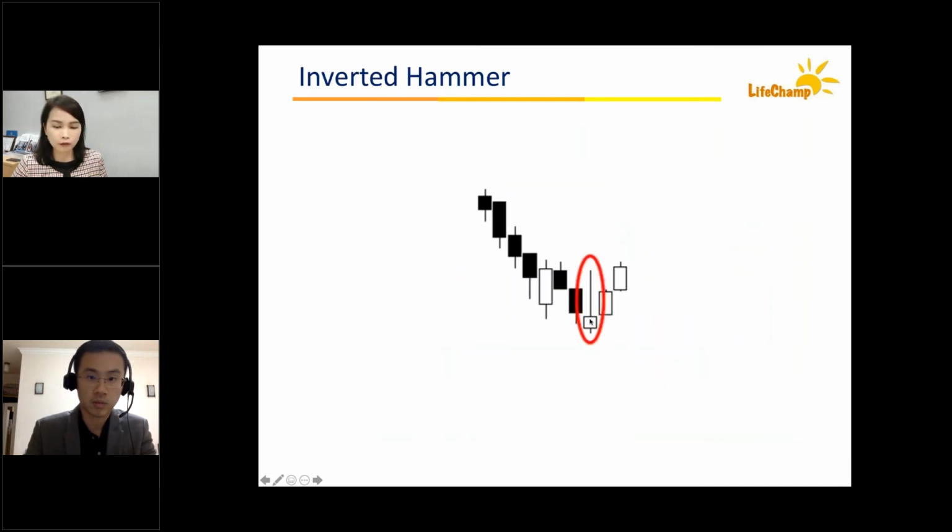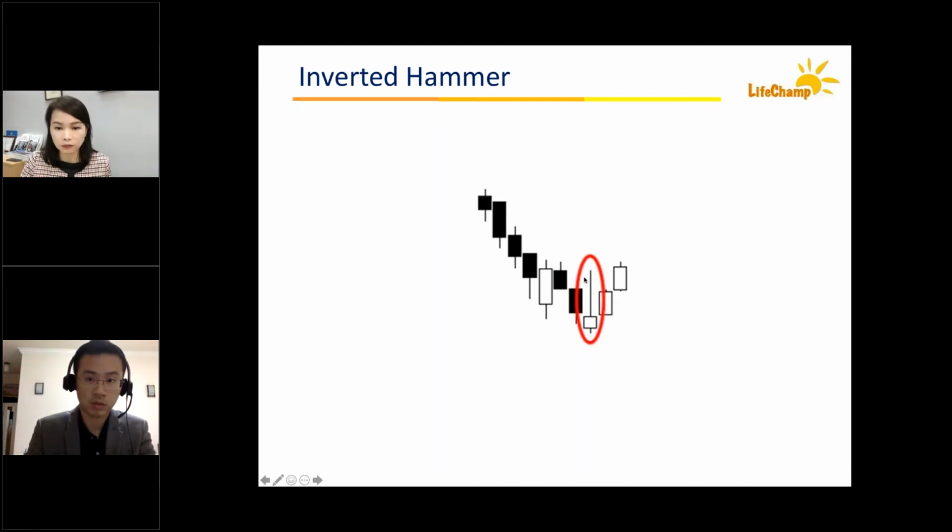Then you have another one, something like a shooting star, but this one happens at the bottom. We call it the inverted hammer. Just now we saw the hammer happen at the bottom. That is my favorite, which means it will surely reverse. But this one is less powerful because of the long tail on top.